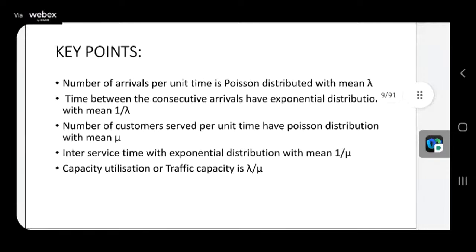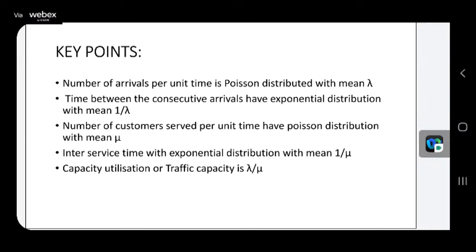Now, before starting with the details of queuing theory, you have to remember these things. Whatever arrivals come to the system will be Poisson distributed and the mean is lambda. The inter-arrival time is exponentially distributed with mean 1 by lambda. The number of customers served per unit time is again Poisson distributed with mean mu. The inter-service time is again exponentially distributed with mean 1 by mu. And capacity utilization or traffic intensity is lambda by mu.